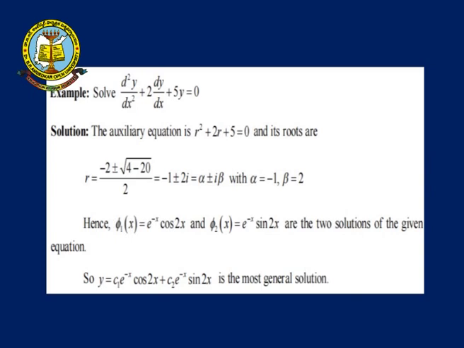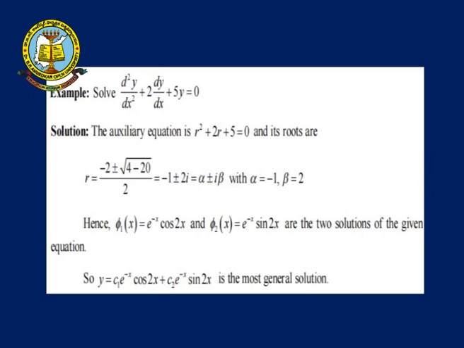d square y by dx square plus 2 dy by dx plus 5y equal to 0. Here the auxiliary equation is r square plus 2r plus 5 equal to 0. Here I will get complex roots, minus 1 plus or minus 2i. So minus 1 is alpha and beta equal to 2.